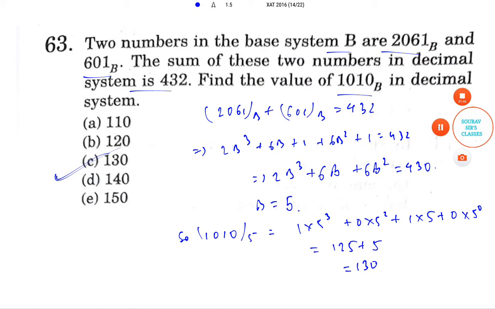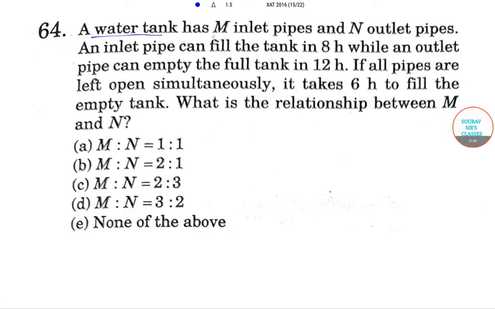The next question is, a water tank has M inlet pipes and N outlet pipes. An inlet pipe can fill the tank in 8 hours while an outlet pipe can empty the full tank in 12 hours. If all pipes are left open simultaneously, it takes 6 hours to fill the empty tank. What is the relationship between M and N?